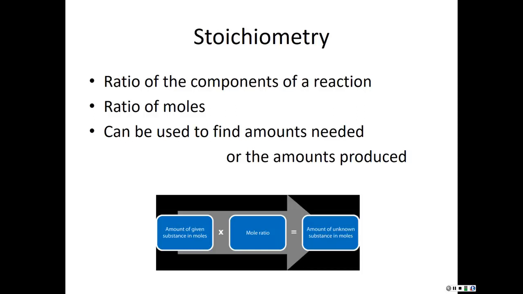Because for every 1 mole here, it takes 2. So if I have 2 moles, it's going to take 4. 3 moles is going to be 6, and so forth and so on. 7 would be 14 in that case, because it's a 1-to-2 ratio.